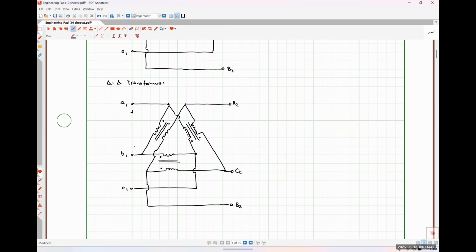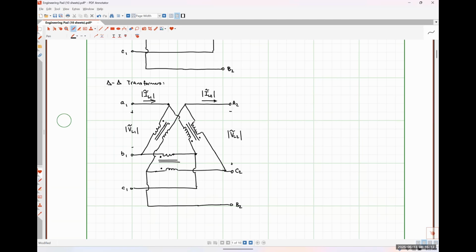I'm going to define this voltage as the line voltages on my primary. This will be the magnitude of my line voltages on my secondary. This will be the magnitude of my line current on my primary. And this will be the magnitude of my line current on my secondary.